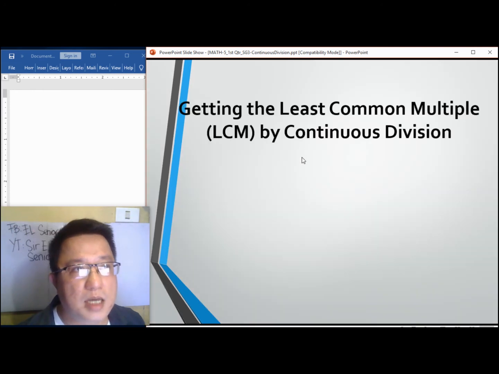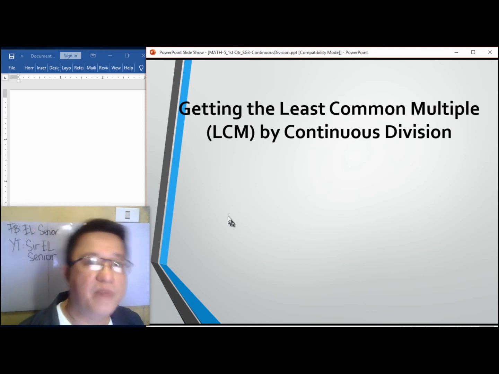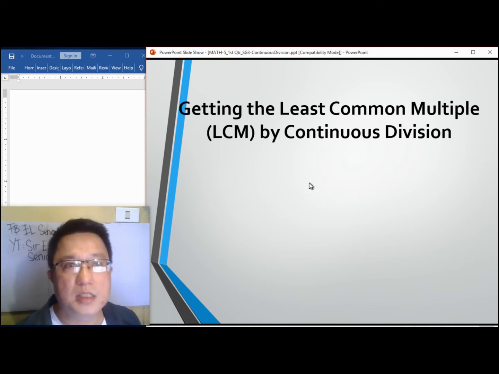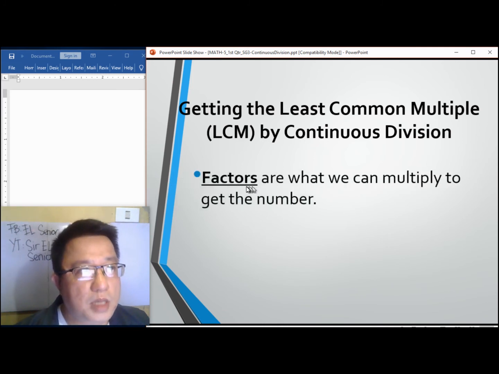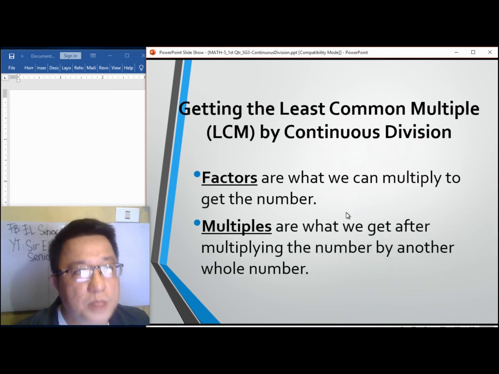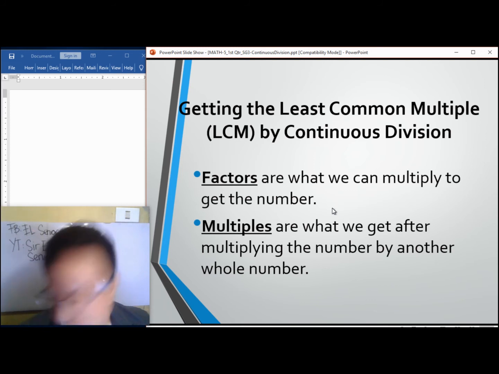Okay, now let's go on to the least common multiple. So we're going to talk about multiples. What's the difference between a multiple and a factor? Before, we discussed the greatest common factor, now we're going to discuss the least common multiple. A factor is what you multiply to get a number, and multiples are what you have as a result.